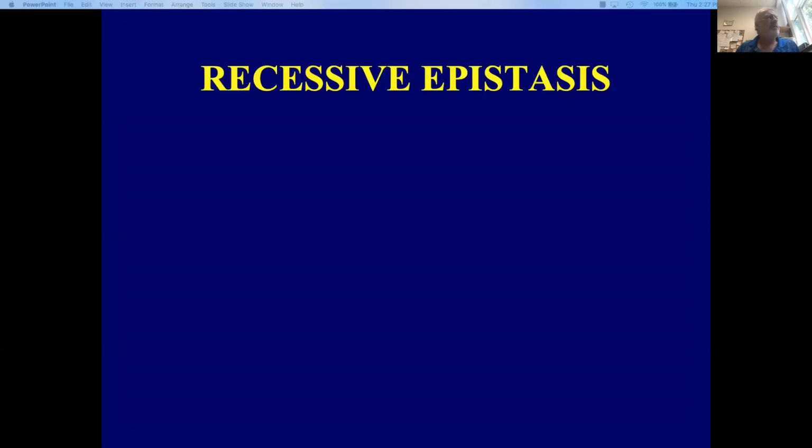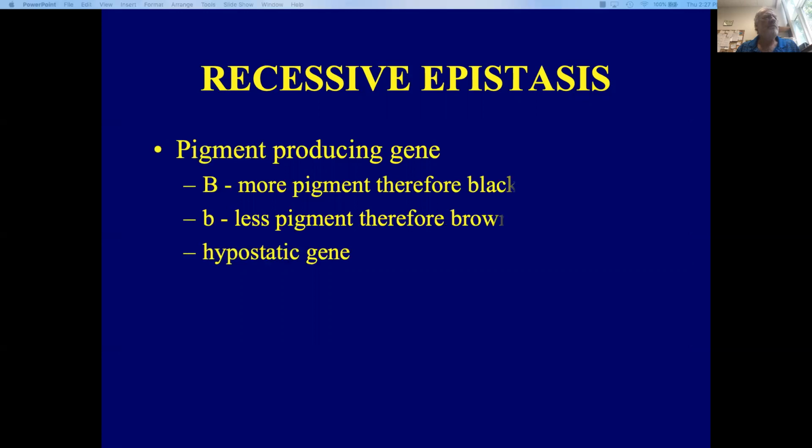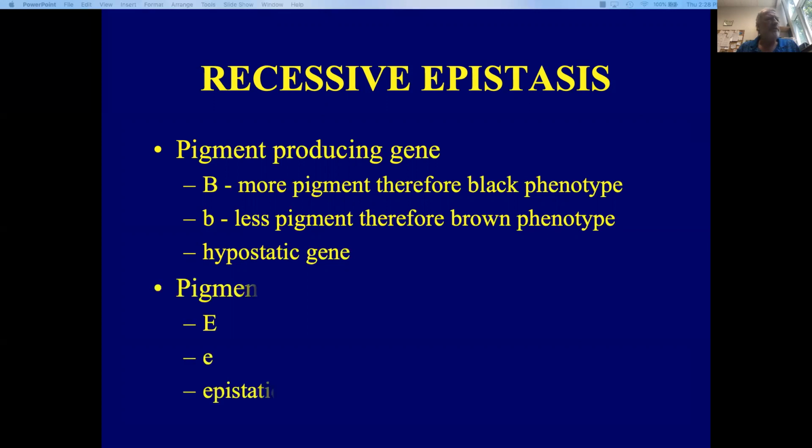Now let's discuss epistasis. And we will use some familiar creatures, Labrador Retriever dogs, where we have a pigment producing gene, and the dominant allele big B produces more pigment, more melanin, so therefore we have black labs. The little b allele, recessive, produces less pigment, therefore we have brown or chocolate labs resulting from little b homozygotes.